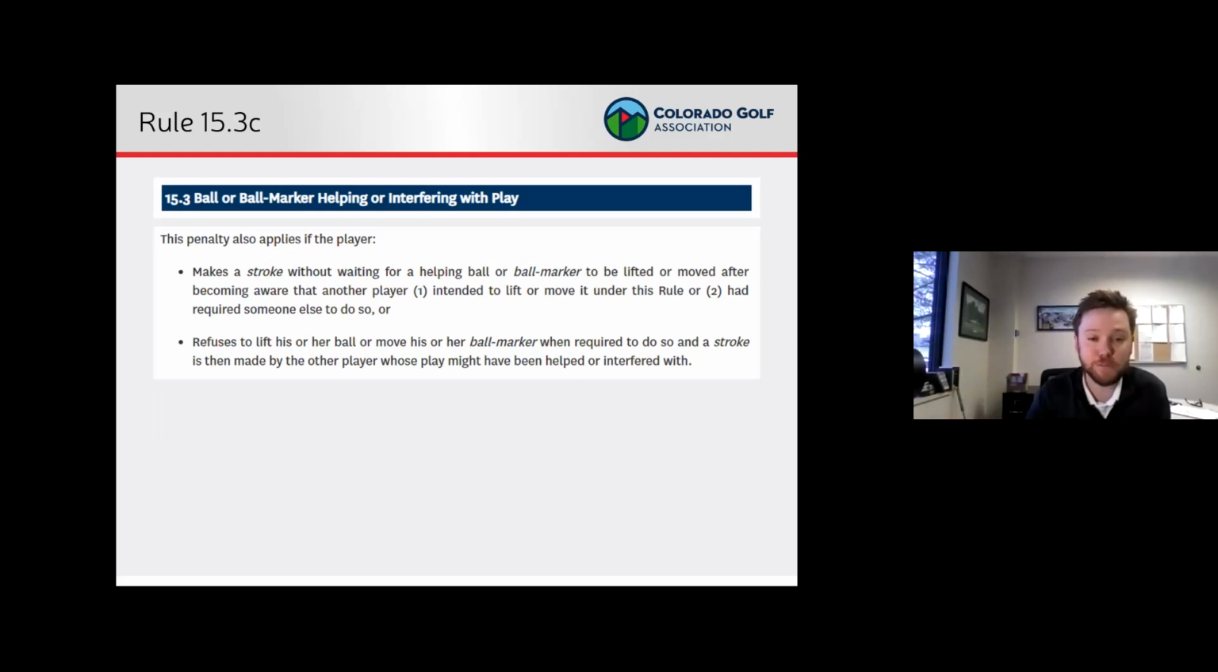So again, you can always protect the field. Anytime you want to do this, you say, hey, I'm going to protect the field. I'm going to ask you to mark it. I'm going to mark my ball. You're always entitled to do that under the rules here.